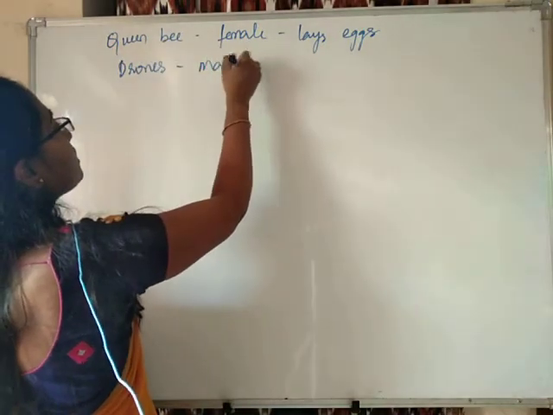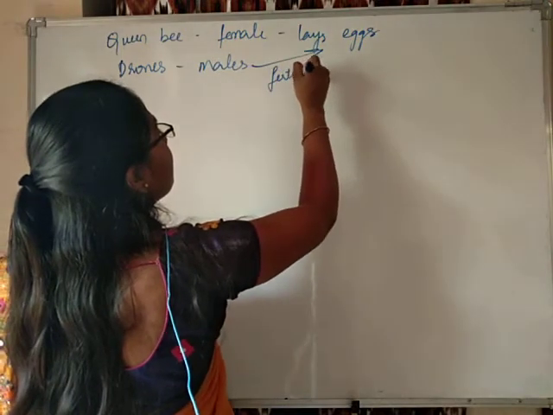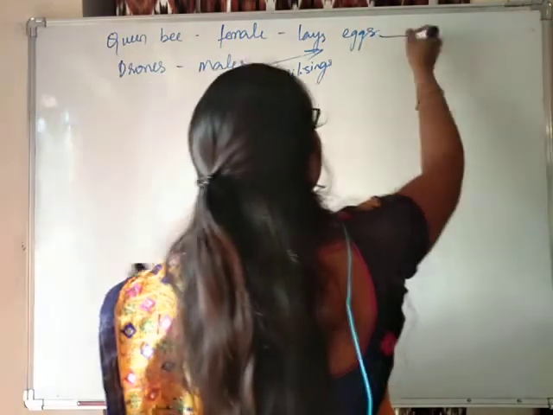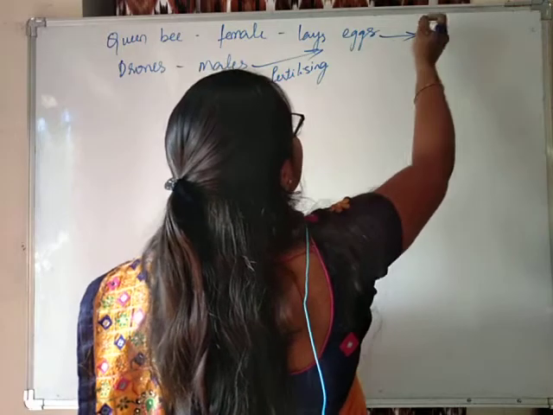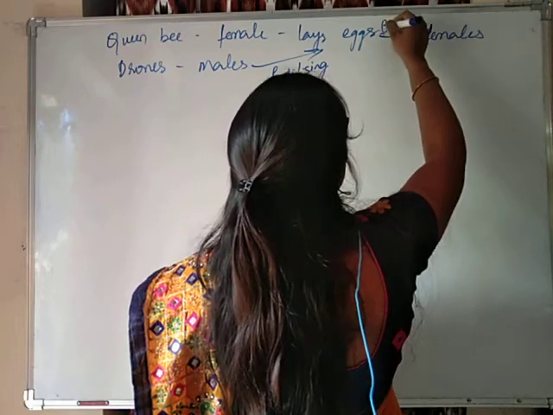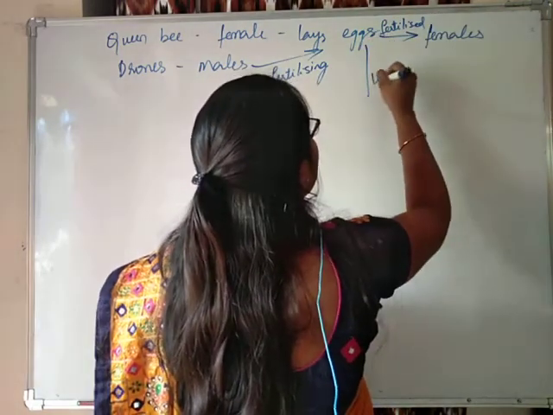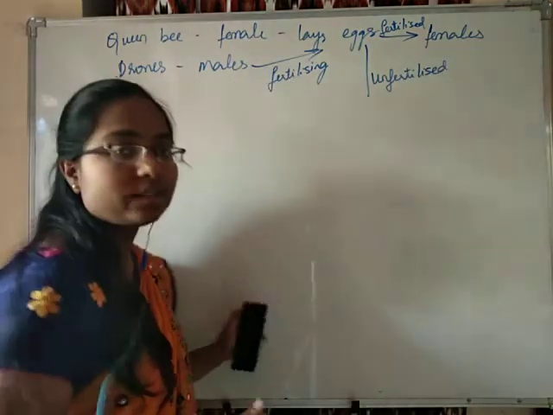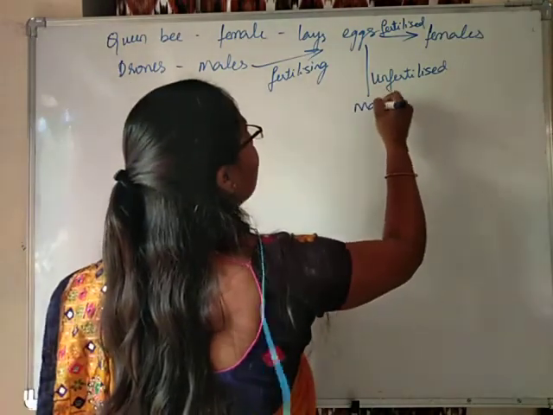Drones are males. So if these males are fertilizing these eggs, then these eggs, if they are undergoing fertilization, will result in females. If the eggs are fertilized, then they will result in females. And if these eggs are unfertilized, if these eggs are not fertilized, then these eggs will result in the formation of males.